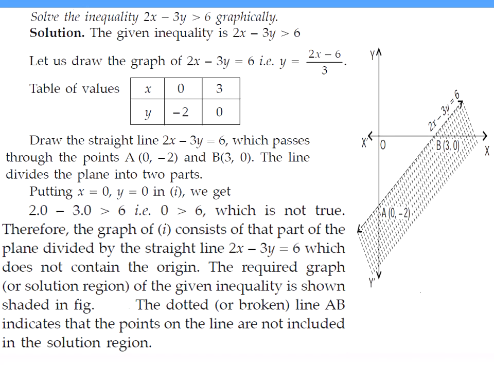And when I consider the lower half plane, check that the lines are dotted or broken. Why are these lines broken? As an inequality sign is present, there is no equality sign. So we need to draw the broken line, and the lower half plane of the line 2x minus 3y equal to 6, as shown in the figure, is the solution region for the graphical problem.